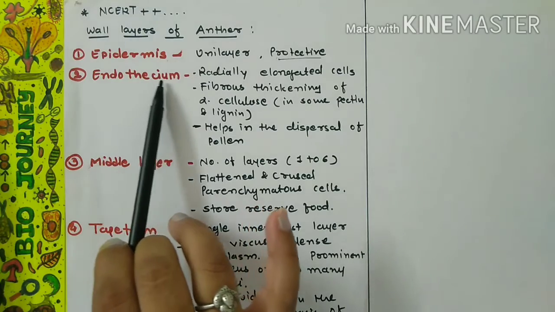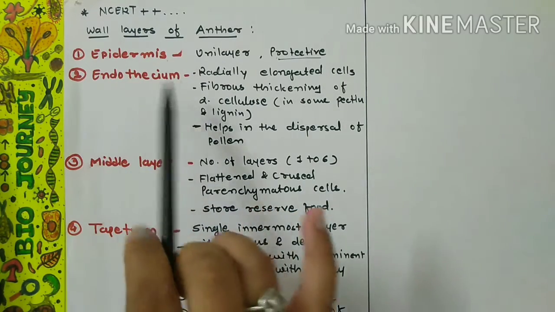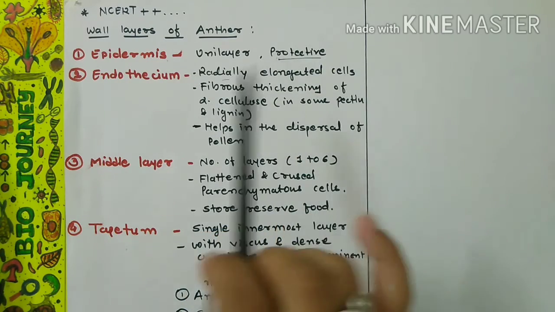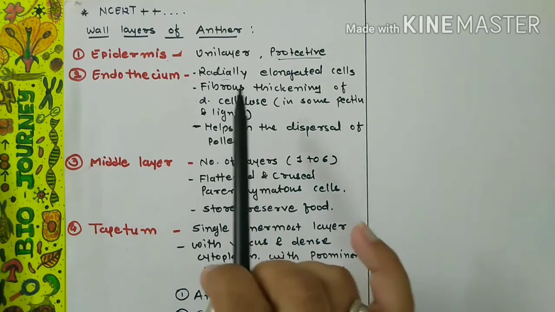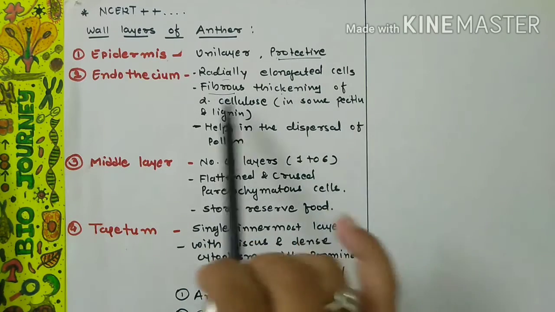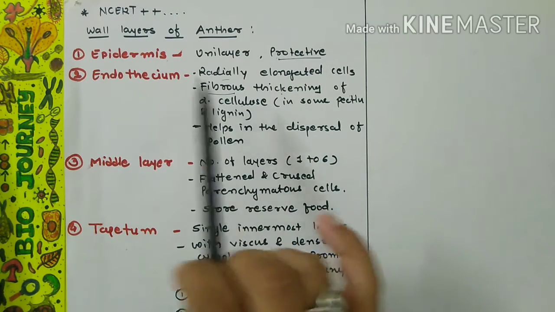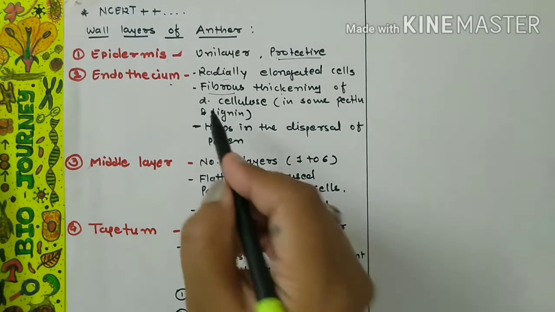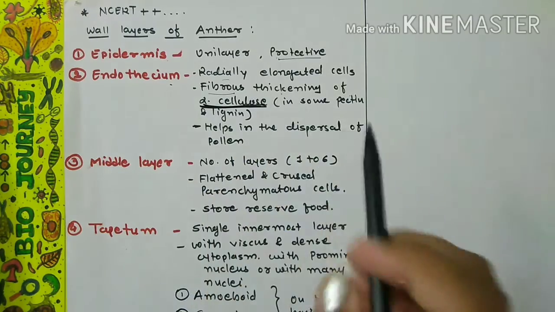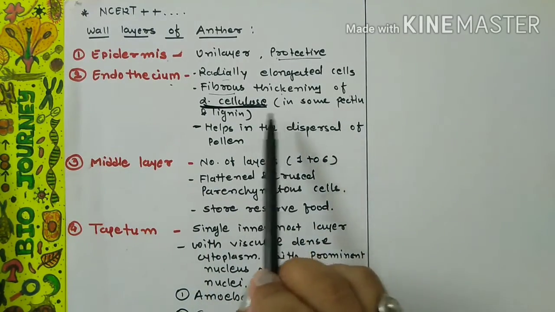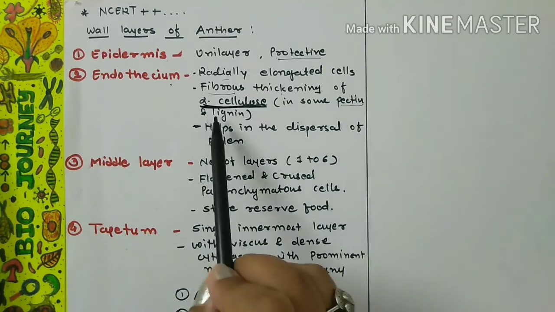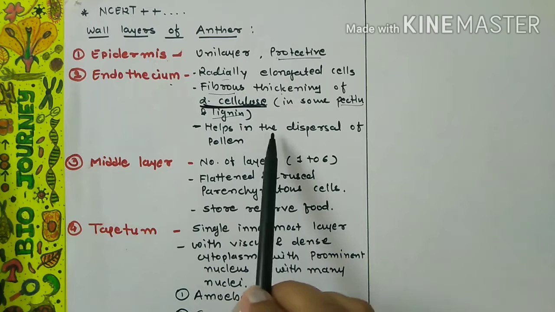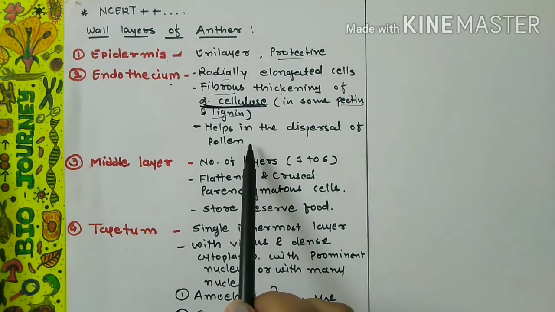The second one is the endothecium. The endothecium is also a single layer. Radially elongated cells are there, and we can see fibrous thickening of alpha cellulose, means the deposition of alpha cellulose in the endothecium. This is important to remember. In some anthers we can see the deposition of pectin and lignin also. What is the function? The endothecium helps in the dispersal of pollen.